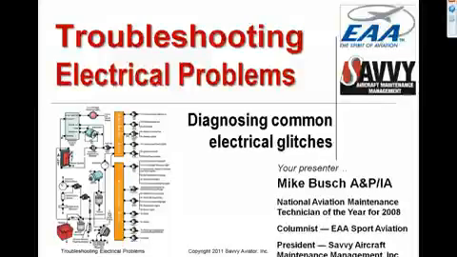And of course, I'm Mike Bush. I'm an A&P IA. I'm a pilot for 46 years, 7,500 hours, aircraft owner for about 43 years. I write the monthly maintenance column for Sport Aviation called Savvy Aviator. And I'm the president of a company called Savvy Aircraft Maintenance Management, Inc. that is in the business of managing maintenance of owner-flown GA aircraft.